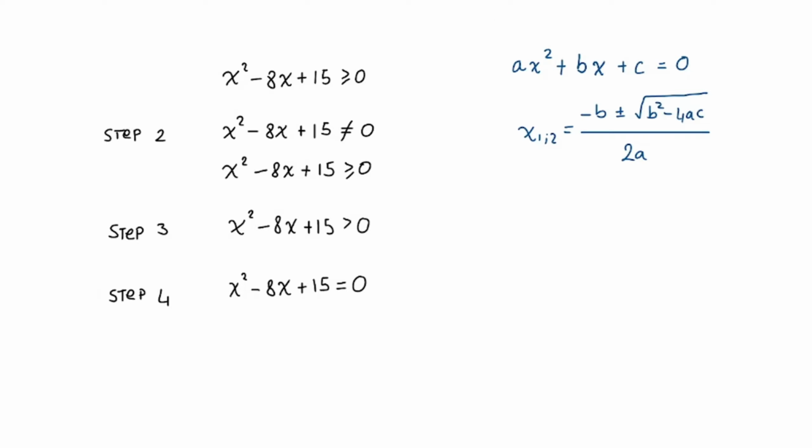Here, a is the coefficient of x squared, b is the coefficient of x, and c is the constant term. Now let's identify them. There is no number written in front of x squared, so the coefficient is implicitly 1. So a is 1, b is negative 8, and c is 15. Be very careful with b.